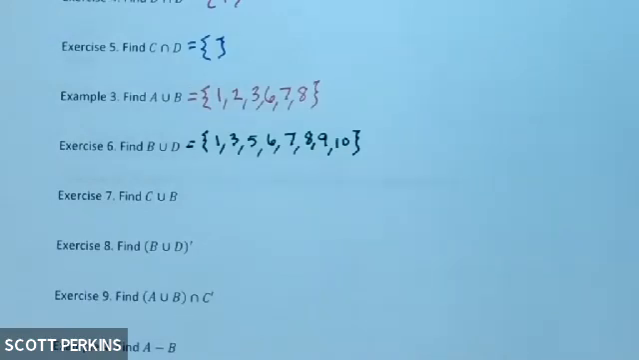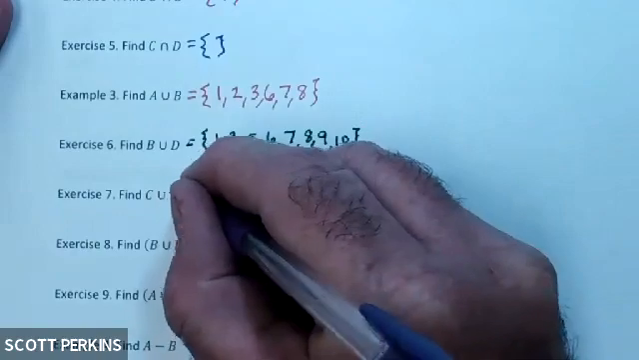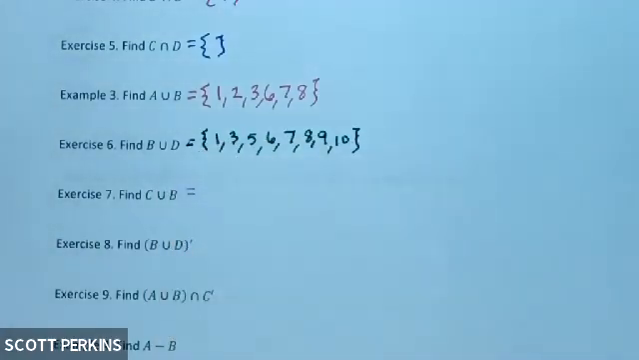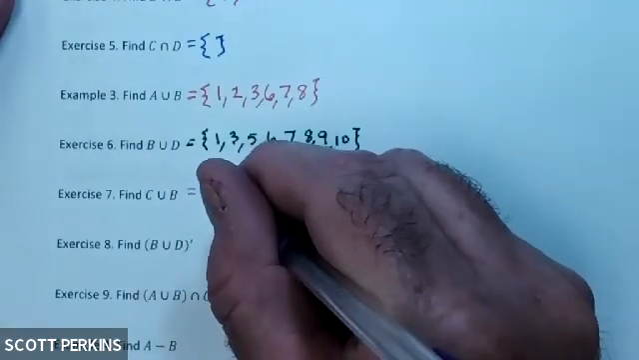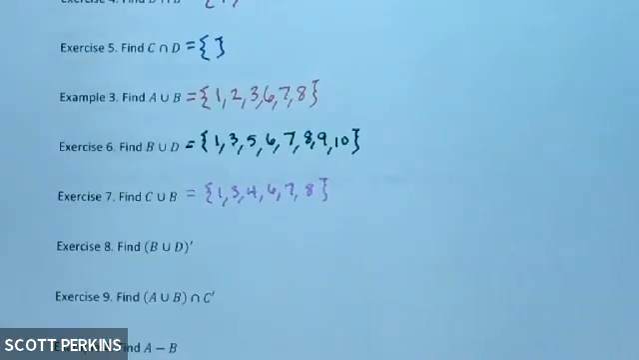Please do the same thing for C union B, just to get the feel for it. You're just about there. So C is the set 1, 3, 4. B is 1, 3, 6, 7, 8. So here we go. 1 is in both. 3 is in both. 4 is in C. 6 is in B. 7 is in B. And 8 is in B. And there is our C union B.